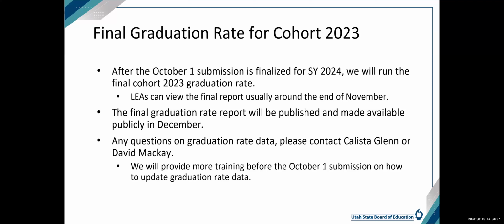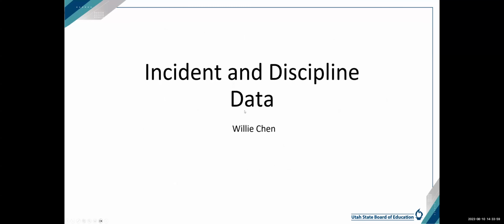So after the finalization in October, we'll rerun the cohort for 2023, and we will then put out a new preview sometime around the end of November, and then the final graduation report will be published in December. If you have any questions, again, please contact Callista or myself. We'll help any way we can. Next slide. And that's it. Thank you. If you have any questions, let me know.